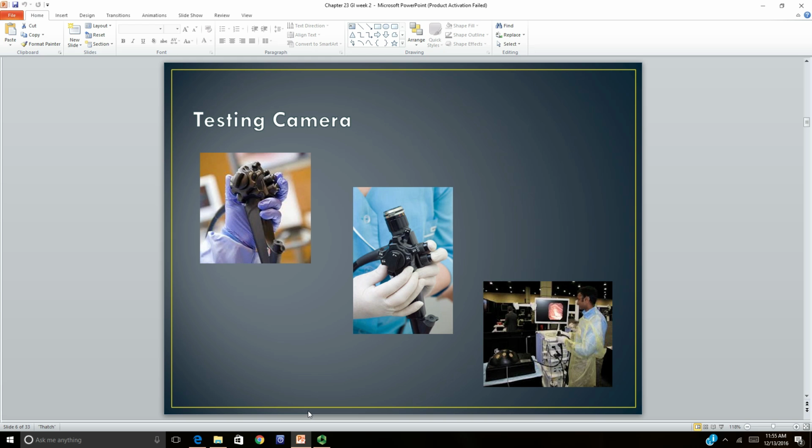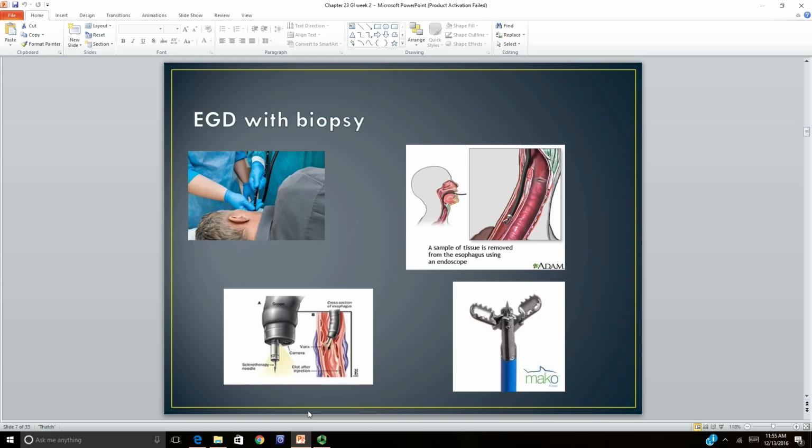Before the procedure, the scrub will check to make sure that the camera and video equipment work. The scope itself should suck, spit, and blow. This is tested in water. Once the patient is sedated and placed in a lateral position, a small amount of gel is placed on the tip of the camera and it is inserted into the mouth. The camera is advanced slowly to examine tissue as it passes by.